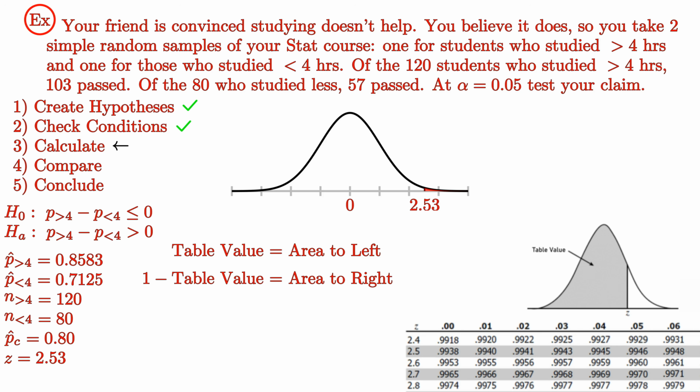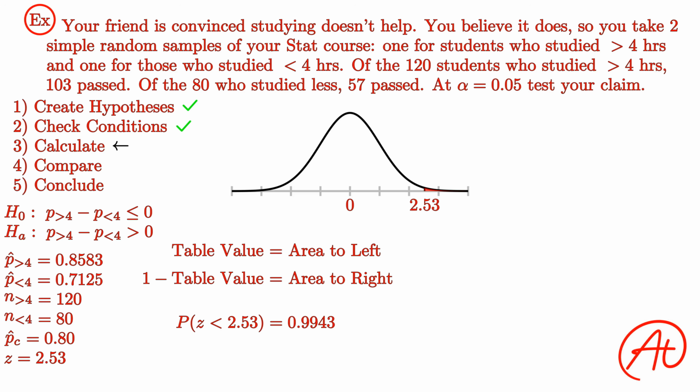To do that, we look in the row for 2.5, coming from the ones and tenths place of our z, and the 0.03 column, coming from the hundredths decimal place of our z. This gives that the area to the left of a z of 2.53 is 0.9943. Therefore, the area to the right is 1 minus 0.9943, or 0.0057. This means that our p-value for this problem is 0.0057.